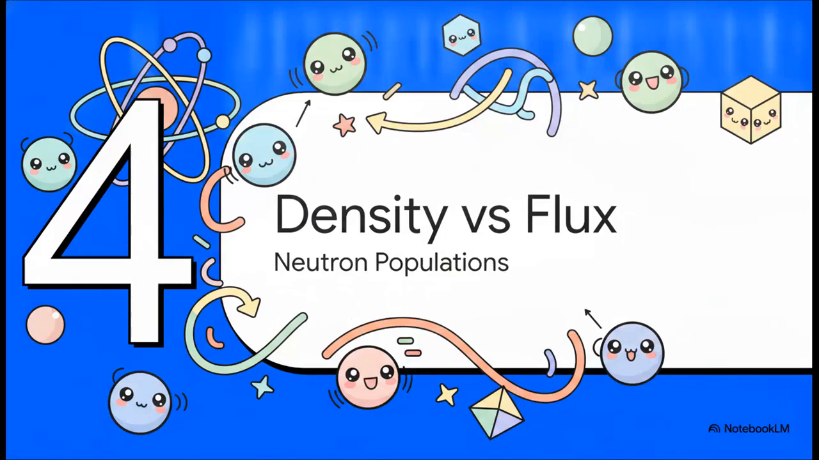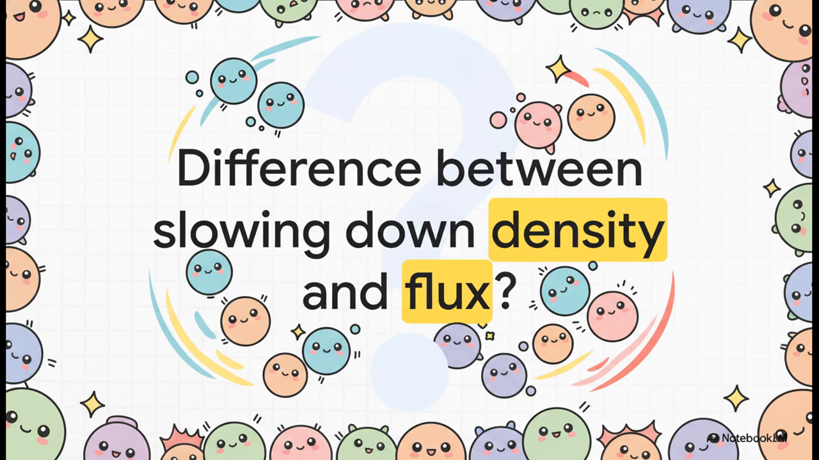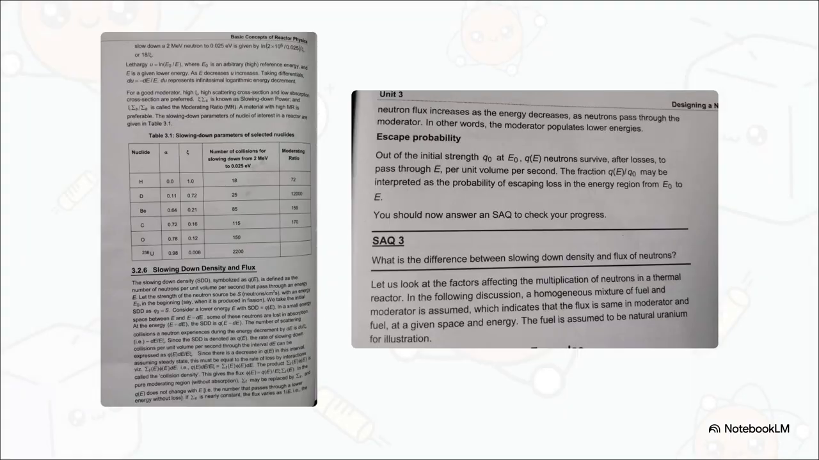That brings us to Section 4, slowing down density versus flux. All right, let me challenge you with a quick question here. When you have billions of neutrons crashing around inside a reactor, what exactly is the difference between the slowing down density and the neutron flux? Let's build these definitions using the core equations. We've got Q(E) representing the slowing down density and phi(E) representing the flux.